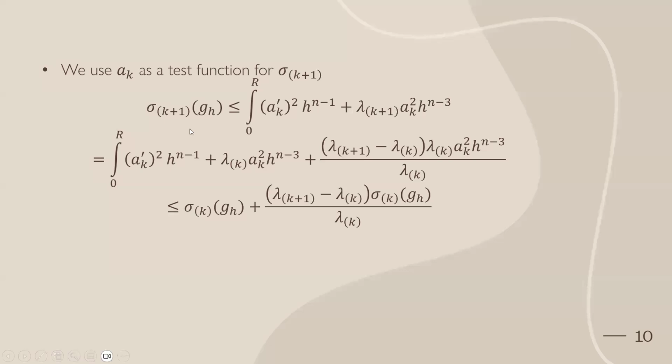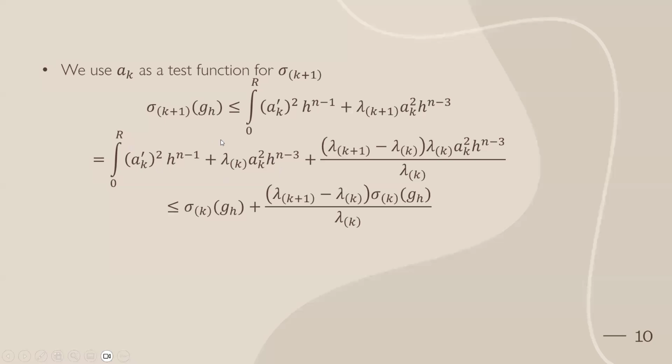And we use it in our variational characterization. So you obtain that sigma k plus 1 is bounded above by the following integral. At this point, we want to make sigma k appear somehow, and it's quite easy because we have its eigenfunction. But what's missing in the integral in order to have sigma k is this term: lambda k times A_k squared times h to the power n minus 3. So we add this missing term, but in order to have equality between the first integral and the second line, we need to remove the same term that we added, and also we multiply and divide by lambda k.